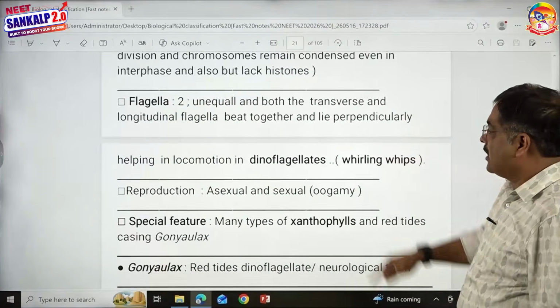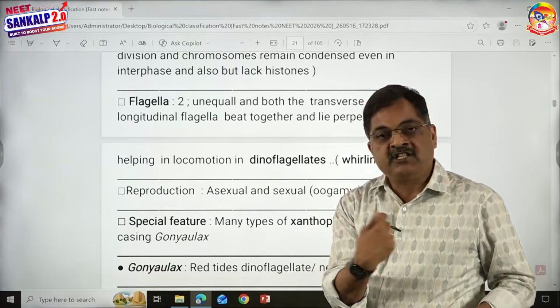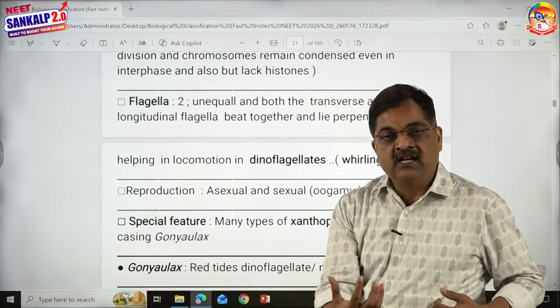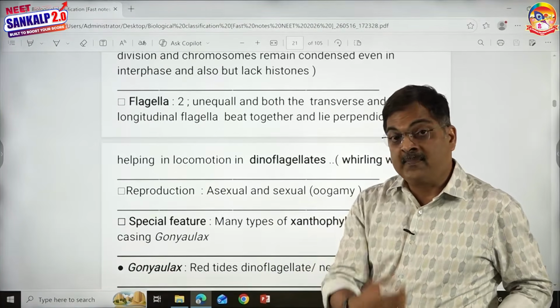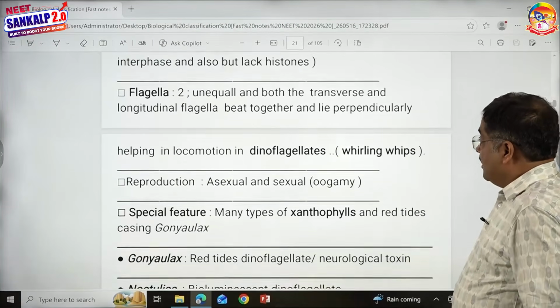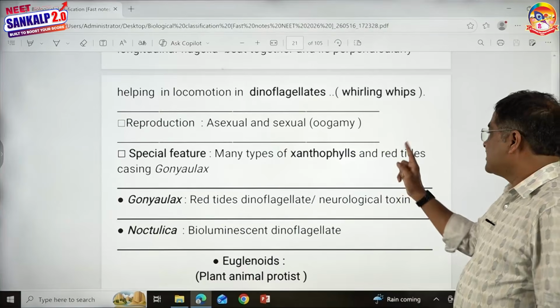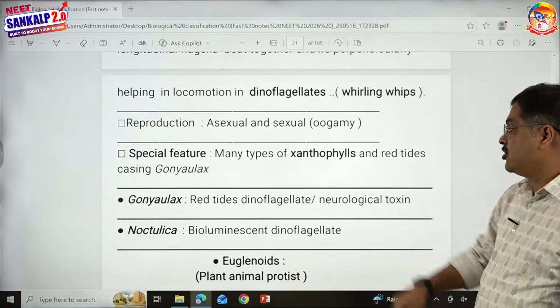Flagella, two unequal, one transverse and one longitudinal. Both of them help in rotating and moving this organism on water. Whirling whips is the name because of this rotation. Reproduction, asexual and sexual. Special features, many types of xanthophylls. Red tide is caused by Gonyaulax.